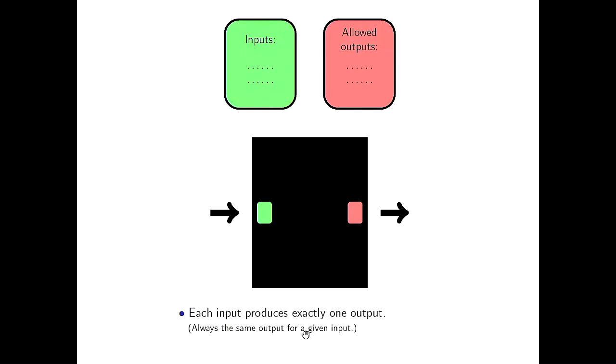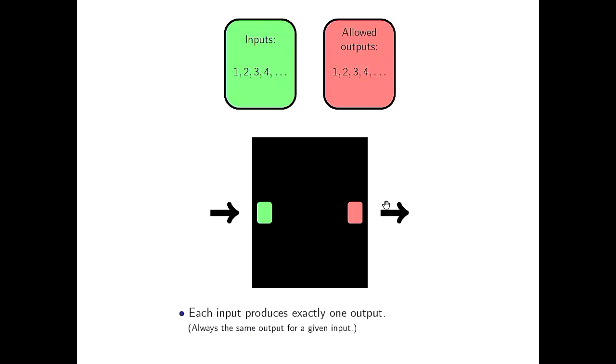That's the concept behind what a function is. So for example, we could have inputs positive integers, allowed outputs positive integers, and our function could square things. That would be a legitimate function. You put in 2, you get out 4, and so on and so on.